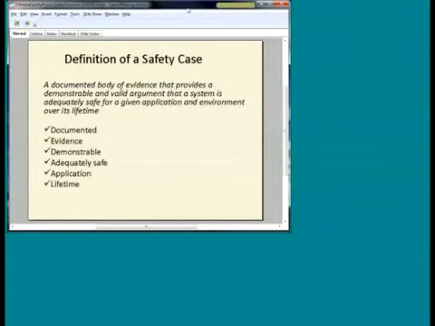Here's the definition of a safety case. There are various definitions floating around. This is the one that's probably as good as any. A safety case is a documented body of evidence that provides a demonstrable and valid argument that the system is adequately safe for a given application environment over its lifetime.